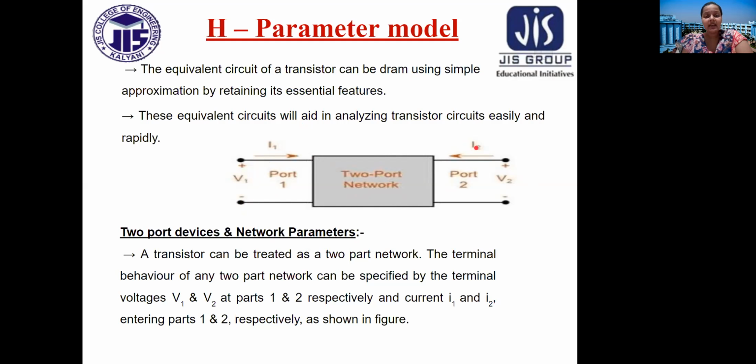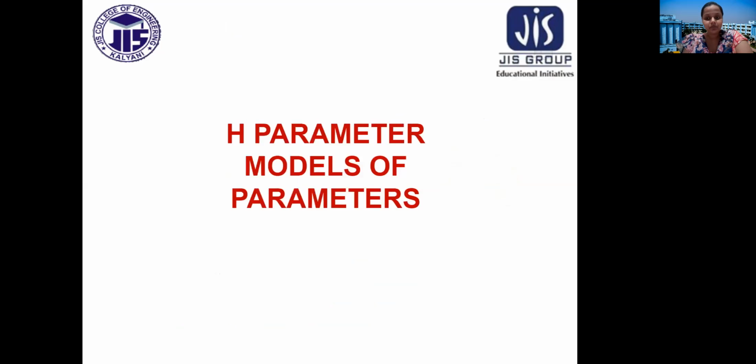Two-port devices and network parameters. Here a transistor can be treated as a two-port network. The terminal behavior of any two-port network can be specified by the terminal voltages V1 and V2 and currents I1 and I2.